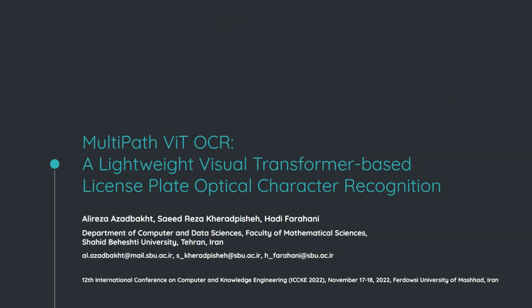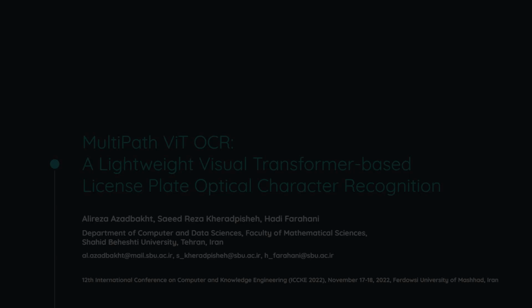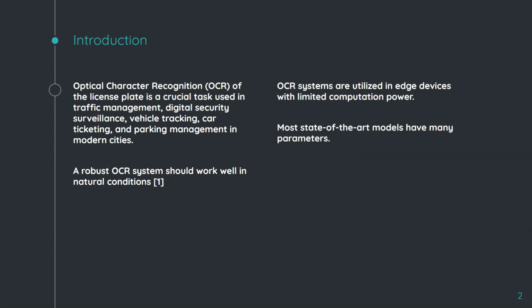In this presentation, I'm going to propose a novel deep learning model based on visual transformer for the task of license plate optical character recognition. Optical character recognition of the license plate is a crucial task used in traffic management, vehicle tracking, car ticketing, and parking management in modern cities.